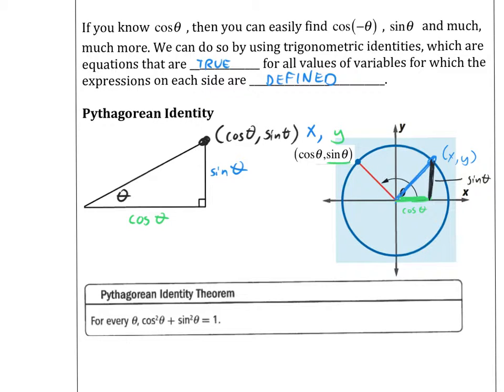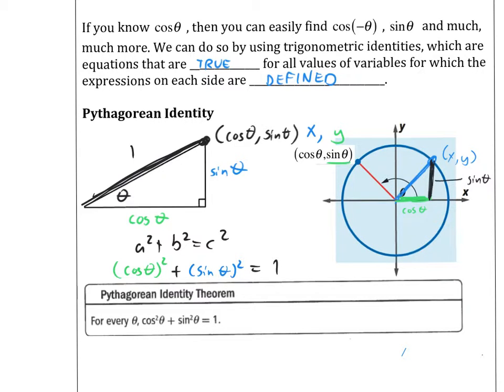So now we have lengths. Instead of simply just a variable, we now have an actual number. Once we know what theta is, then I know how long this is, and I know how long this is. Of course, the Pythagorean Theorem says a squared plus b squared is equal to c squared, which means, in this case, the cosine of theta squared plus the sine of theta squared is equal to what? How long is this right here? 1. It's the hypotenuse, but since it's my unit circle, it's a 1.